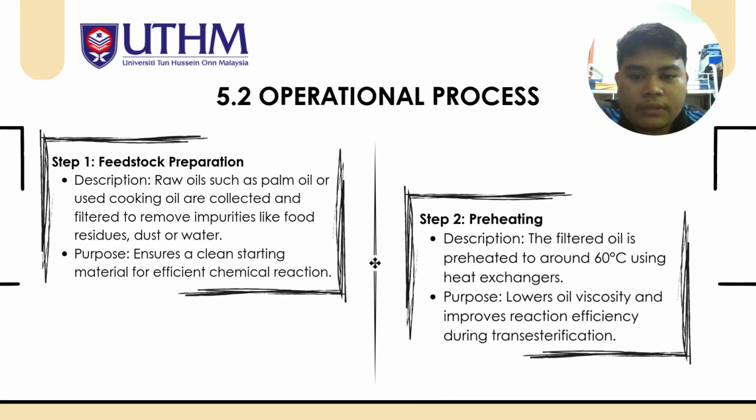The next one is 5.2, the operational process. Step 1 is feedstock preparation. Raw oil such as palm oil or used cooking oil is collected and filtered to remove impurities like food residue, dust, or water. This step is important because it ensures a clean starting material for efficient chemical reaction.